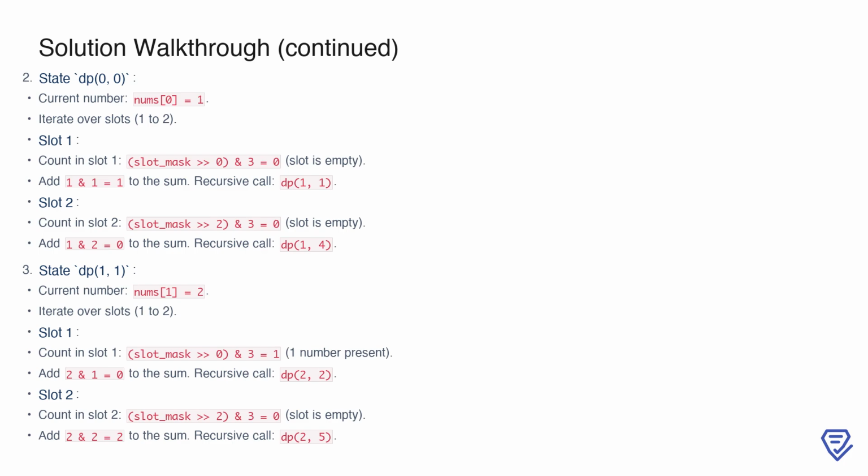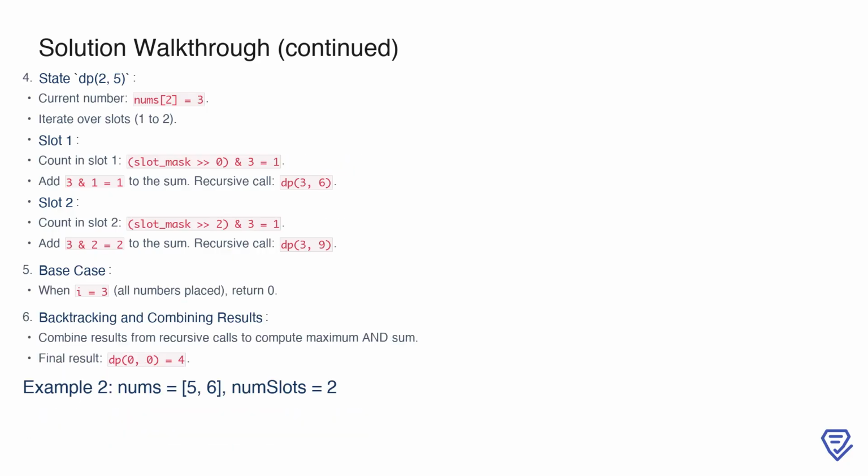Now, at state dp(1, 1), we move to the second number, nums[1], which equals 2. Again, we iterate over the slots. For slot 1, the count is slot_mask & 3, which equals 1, meaning one number is already present. Adding 2 here gives 2 AND 1, which equals 0, and we make the call dp(2, 2). For slot 2, which is still empty, placing 2 adds 2 AND 2, which equals 2, to the sum, leading to the call dp(2, 5).